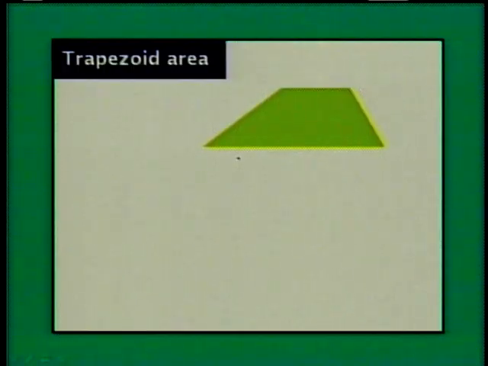Now I'm going to talk about a shape called a trapezoid. A trapezoid is a 4-sided object that has the property that 2 of the sides are parallel to one another. So in this picture, the top and bottom sides are what we call bases. They are the sides that are parallel to one another.